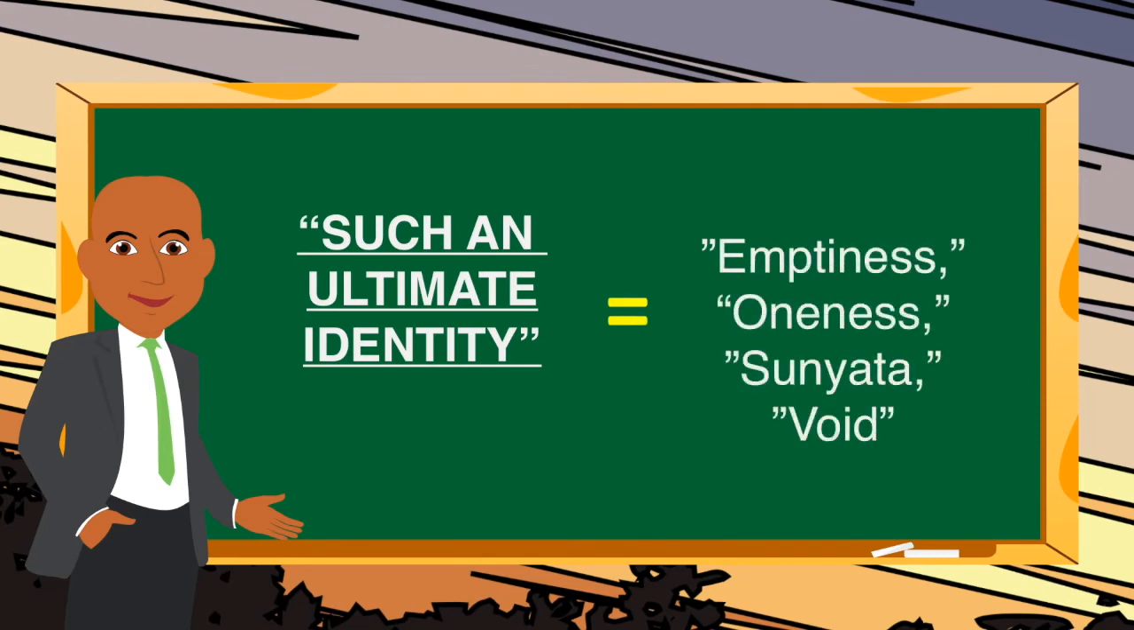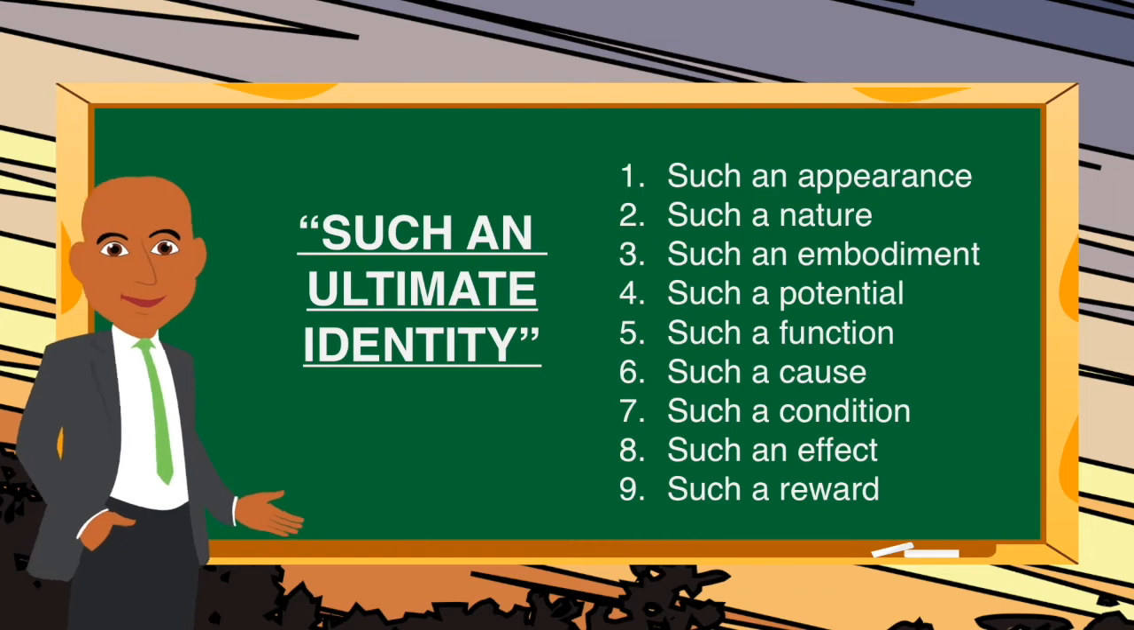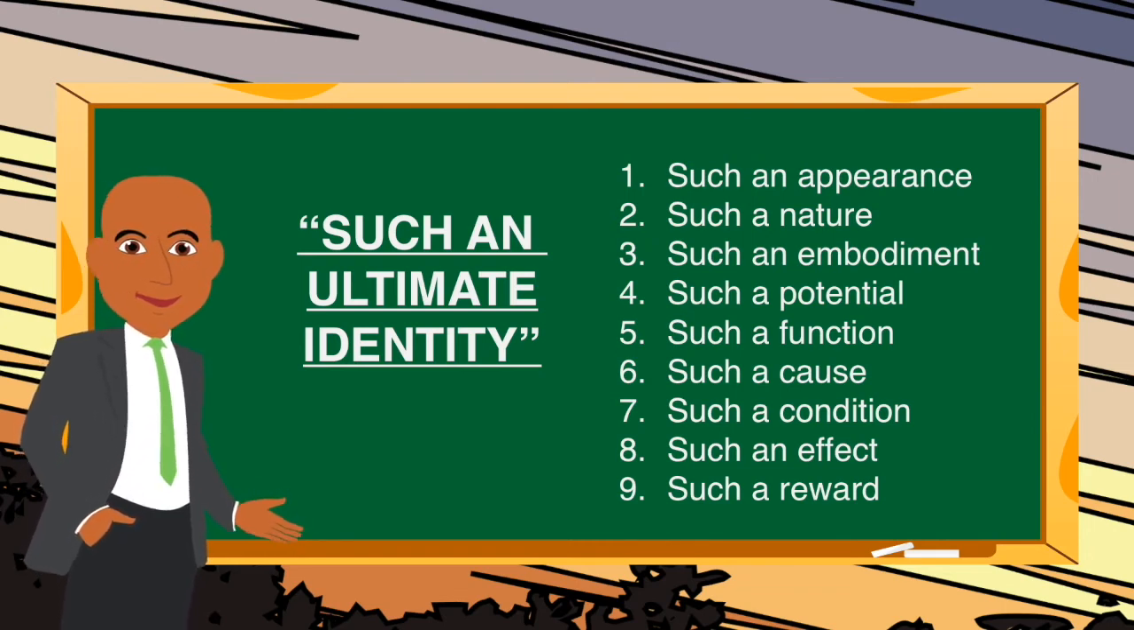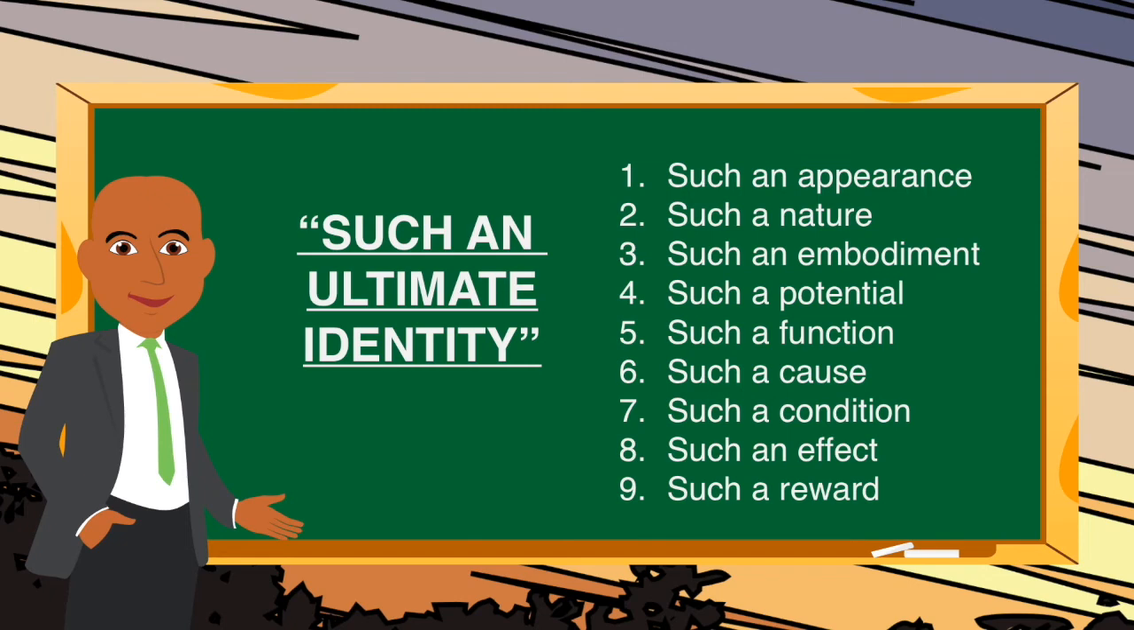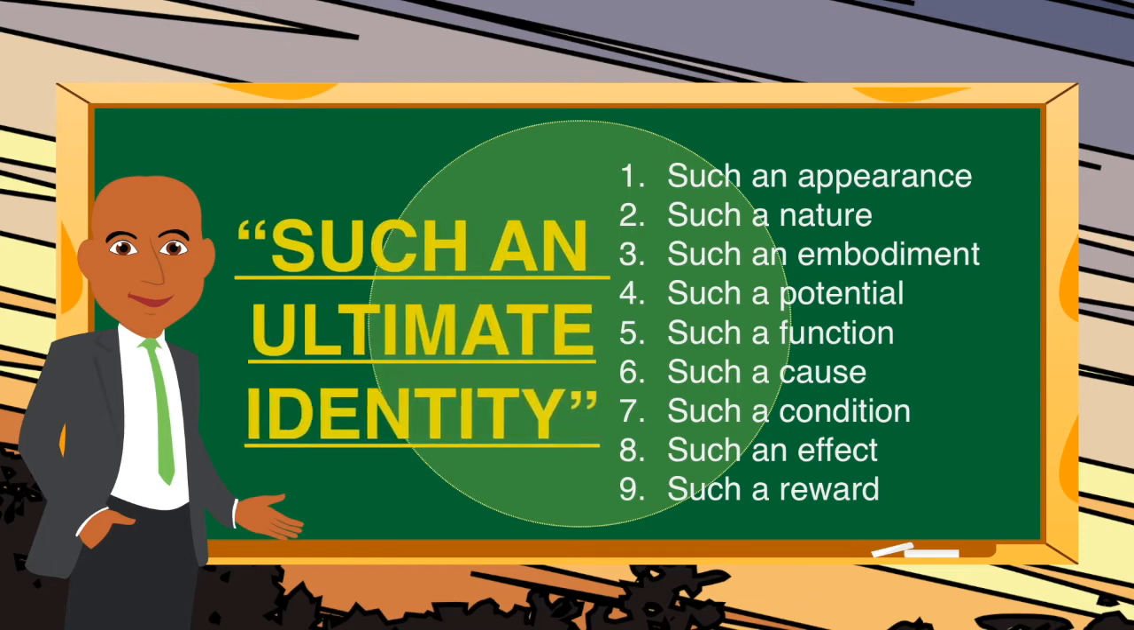Such an ultimate identity equals emptiness, oneness, sunyata, or void. The 9 Suchnesses occur continuously in society and in the universe as a whole. They are interconnected in a complex web so that in most cases we cannot discern what is a cause and what is an effect. But these Suchnesses never fail to operate according to the law of universal truth, and no one, nothing, and no function can depart from this truth. Everything functions according to this from appearance to reward, from beginning to end. This is the meaning of from the first to the last, such an ultimate identity.